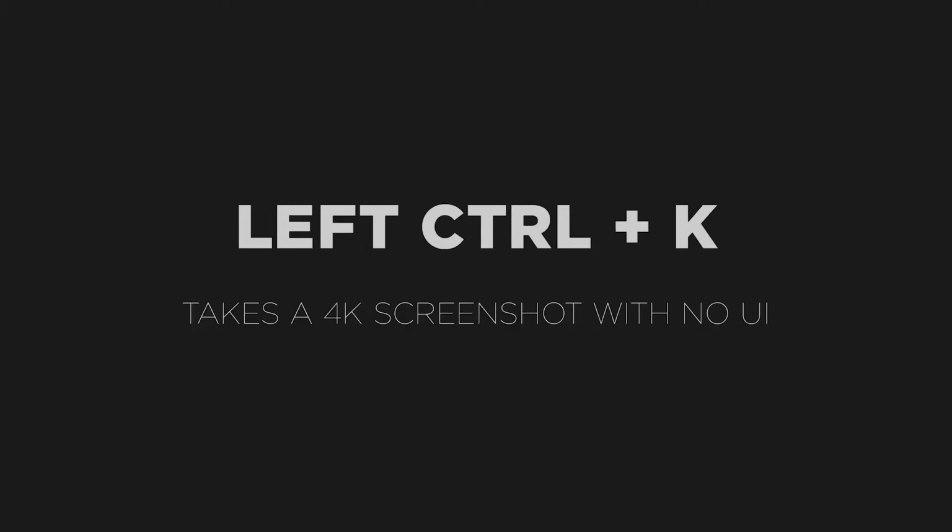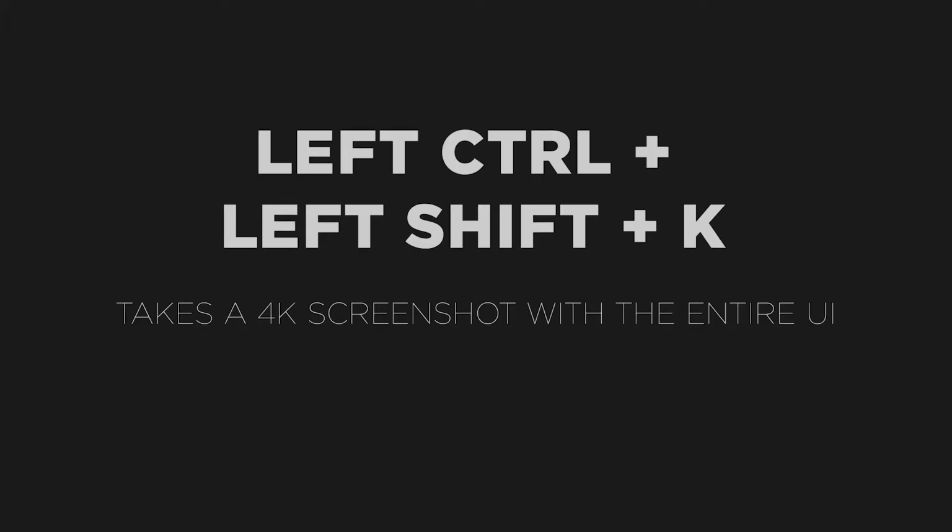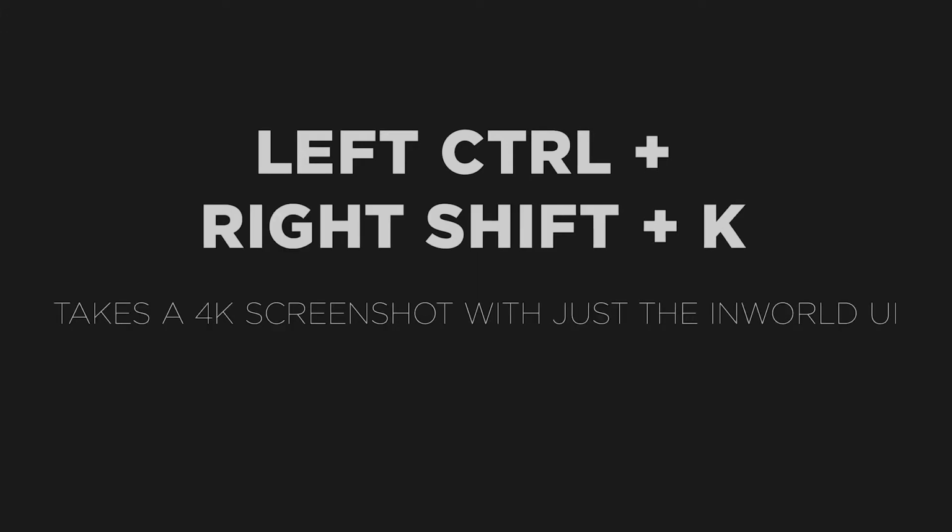Press left Ctrl plus K and that takes a 4K screenshot with no UI. Press left Ctrl plus left Shift plus K to take a 4K screenshot with UI. Press left Ctrl plus right Shift plus K to take a 4K screenshot with the INWORLD UI.